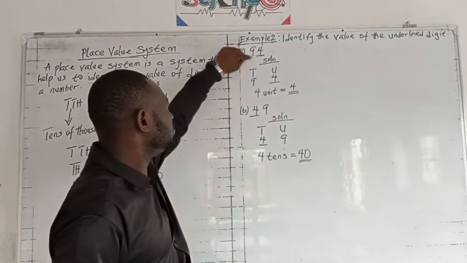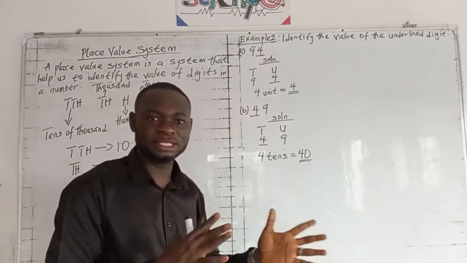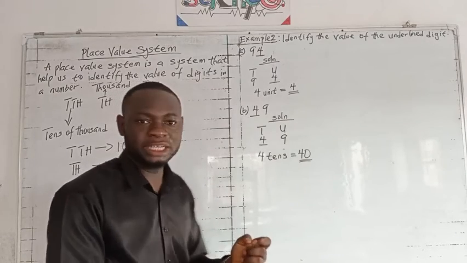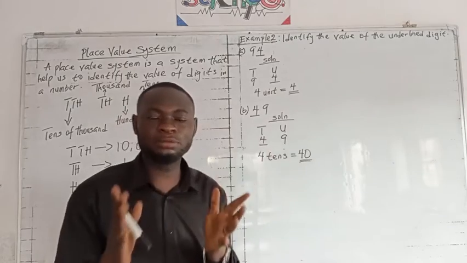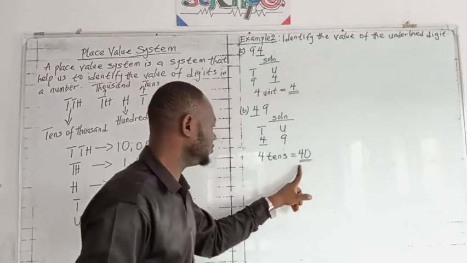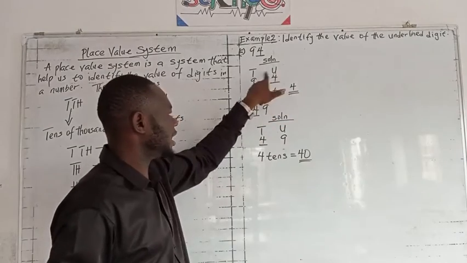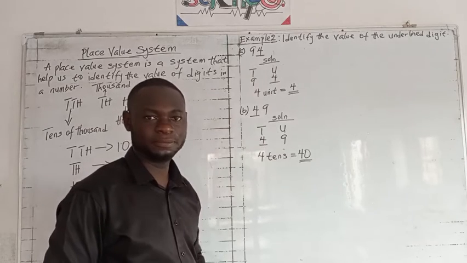That the same digits made up 94 and 49, but the arrangement, their place values differ. Okay? Which now made the value of the digits different, though it's the same digit 4. Due to the fact that the place values are different, their values become different. 4 is 4 in 94, while 4 is 40 in 49. Alright?